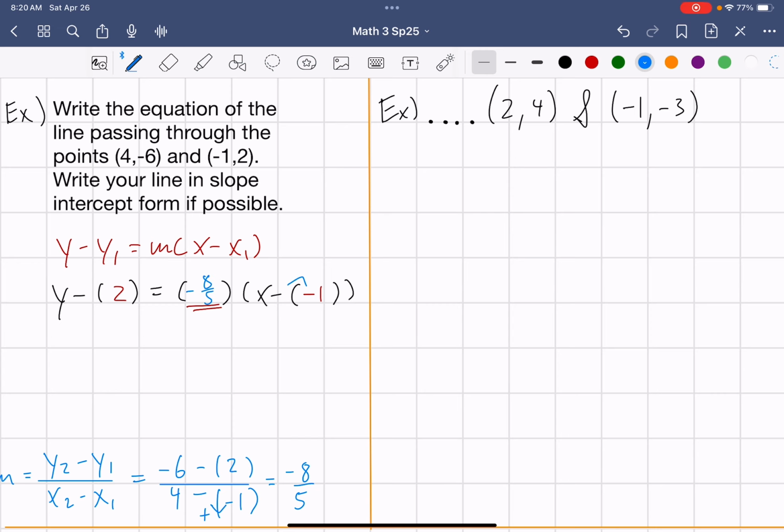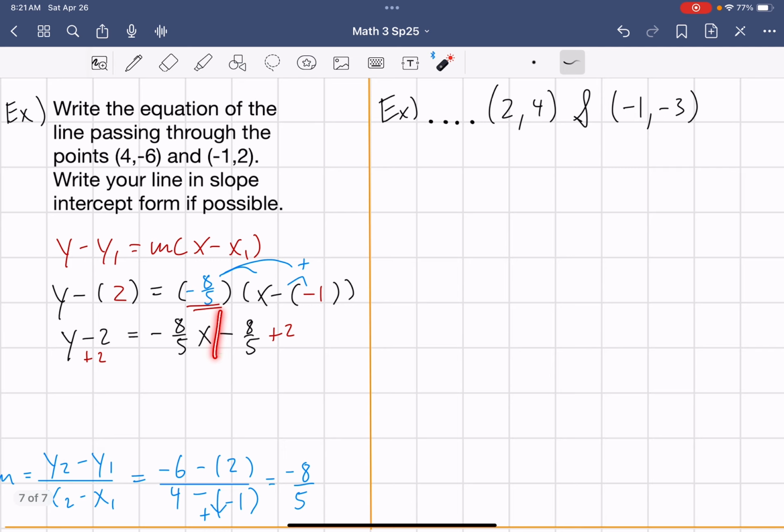Once again, these two become positive. And I will distribute through, which will give me y minus 2 is equal to -8/5x minus, because a negative times a positive is negative. And since 1 times 8/5 is just going to be 8/5. And to put this in slope-intercept form if possible, all I need to do is add 2 to both sides.